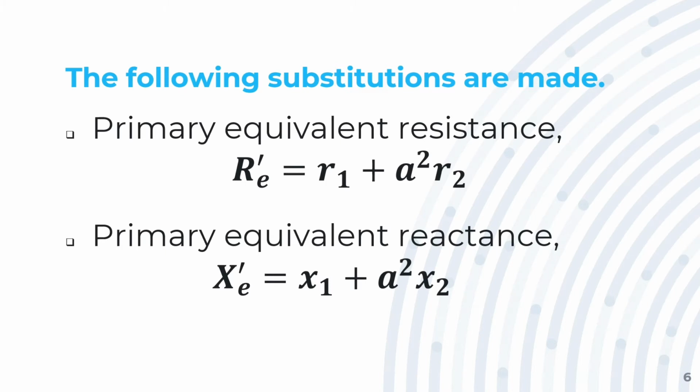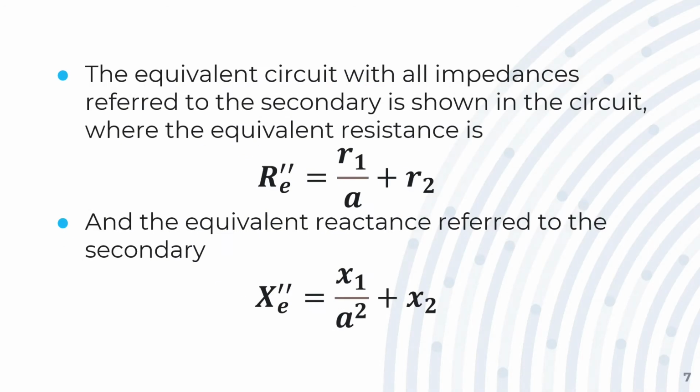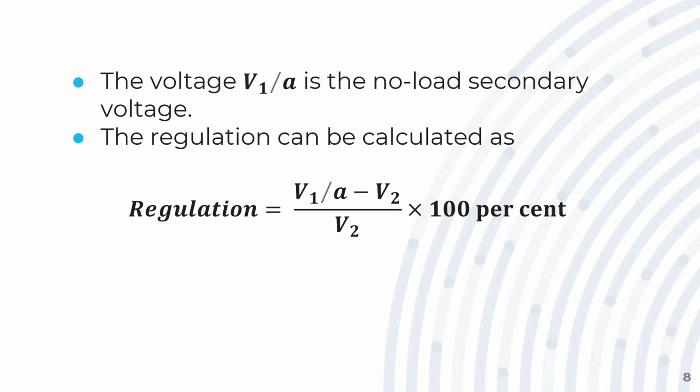The equivalent circuit with all impedances referred to the secondary is shown in this circuit, where the equivalent resistance is R sub 1 all over A squared plus R sub 2, and the equivalent reactance referred to the secondary is equal to X sub 1 all over A squared plus X sub 2. The voltage V sub 1 all over A is the no-load secondary voltage.